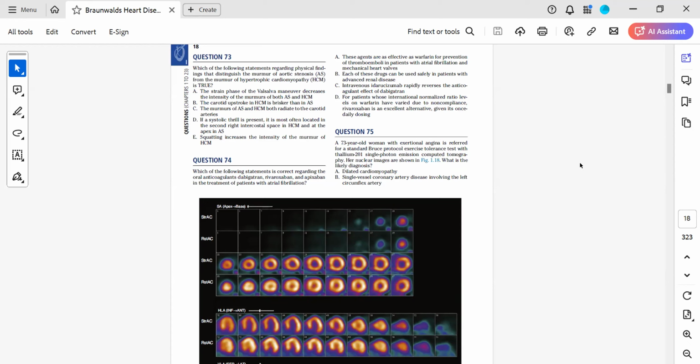Option E, squatting increases the intensity of the murmur of HCM. That is also false. It will reduce the intensity of the murmur of HCM. So the option that is true is option B: the carotid upstroke in HCM is brisker than in AS. So option B is the true option.